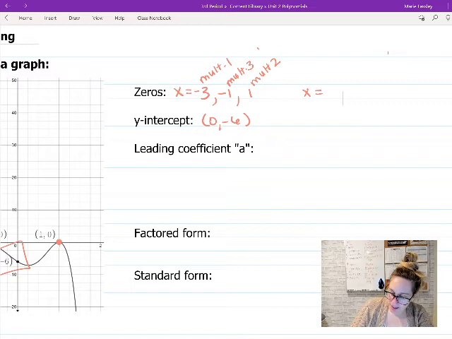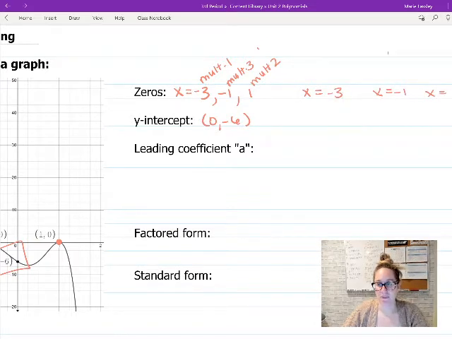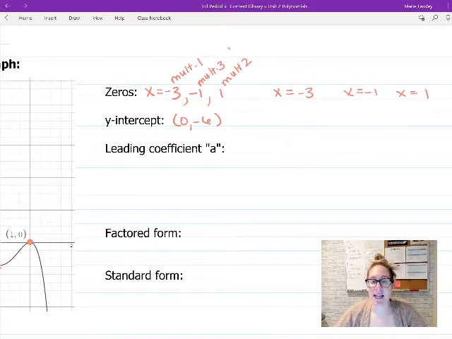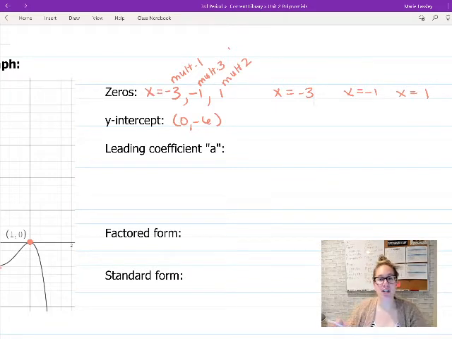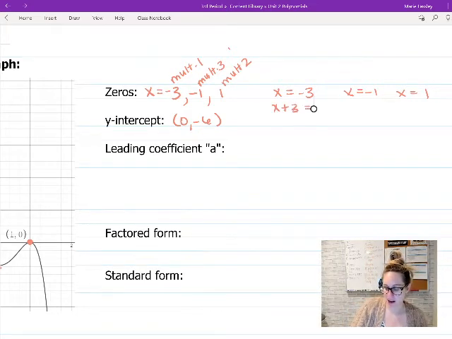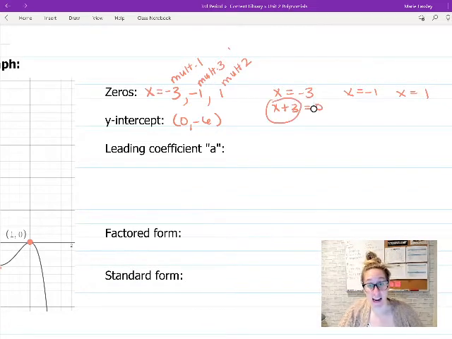So we have x equals -3, I meant to do that one first. We also have x equals -1 and x equals +1. To get them from intercept or zero form into factor form, all we need to do is move everything to one side of the equation so that it's equal to 0 again. For the first one, x equals -3, I'm going to add 3 to both sides to get x plus 3 equals 0. This is a factor. So now I have put that intercept into factor form.